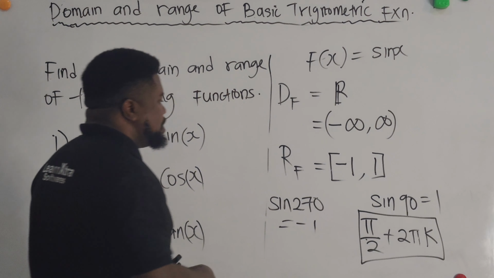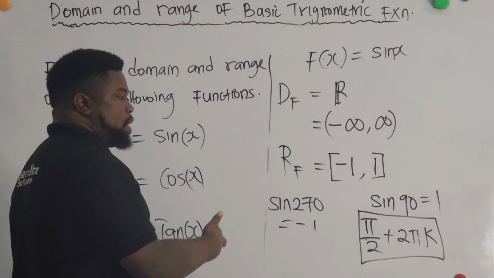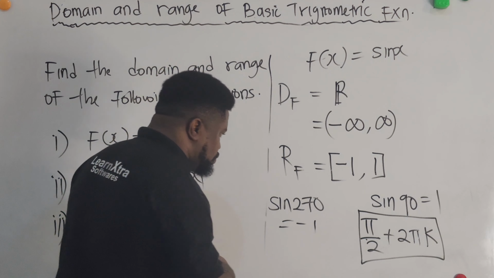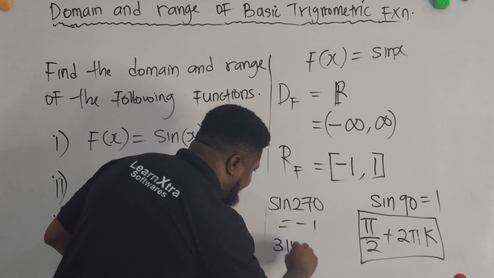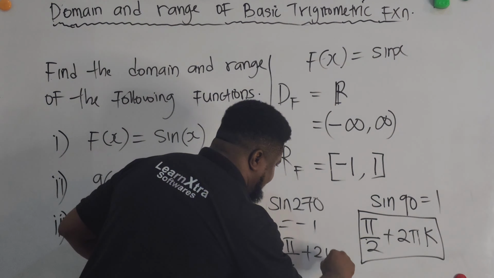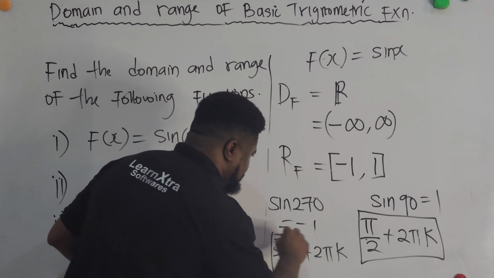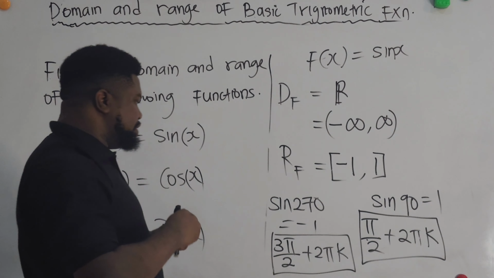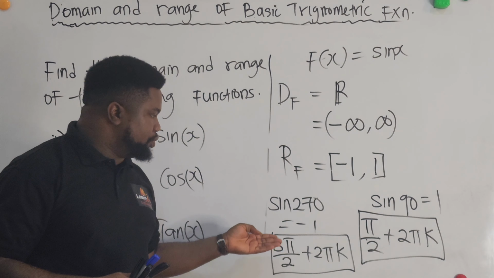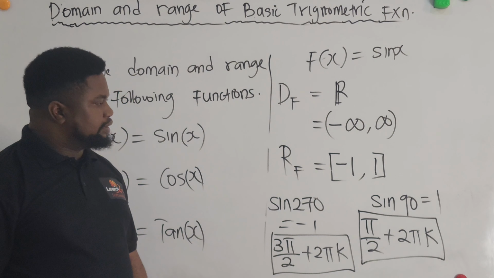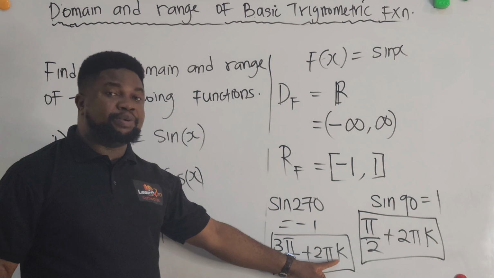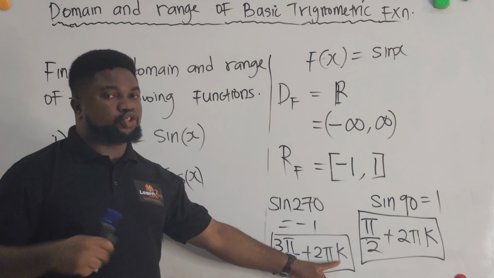And the one that will give you minus 1 is not only 270. When you check 3 pi over 2 plus 2 pi k, you'll have the values that give you minus 1. This k means an integer. It could be 0, it could be 1, it could be minus 1.